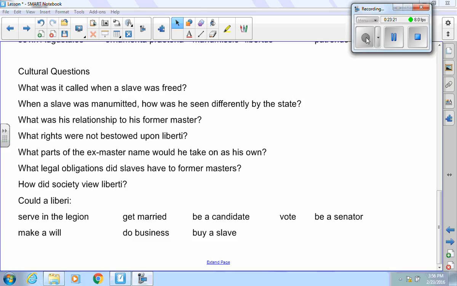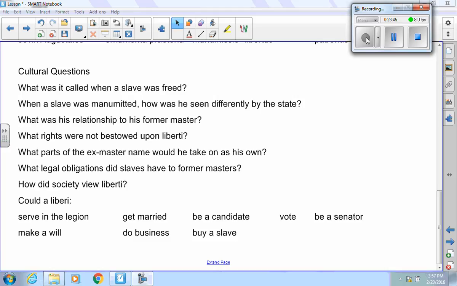What legal obligations did the slave have to his former master? He could do nothing to dishonor or to endanger his former master. He had to support him in elections. He had to give him some money if he needed it. And also he would will him his own property. That is, the client would will the master his property, although most of the time they didn't make them do that.